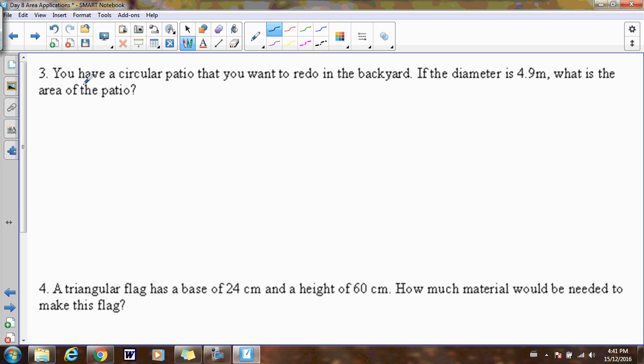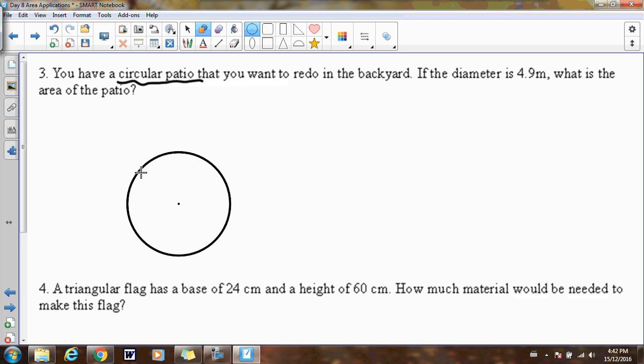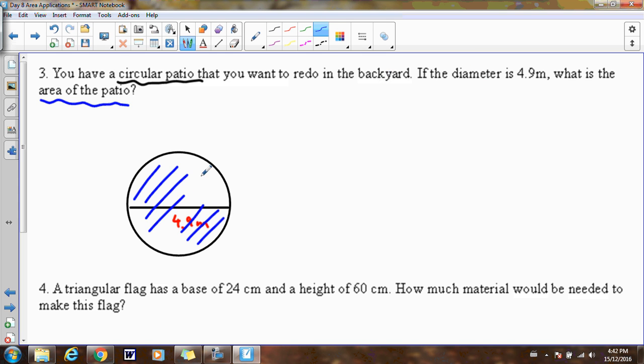All right, for the next question, let's say you have a circular patio that you want to redo in the backyard, and the diameter is 4.9 meters. What's the area of the patio? So here we have a circular patio, a circle, and they tell us that the diameter is 4.9. Let's label that as 4.9 meters, and they want us to find the area of this big circle here.